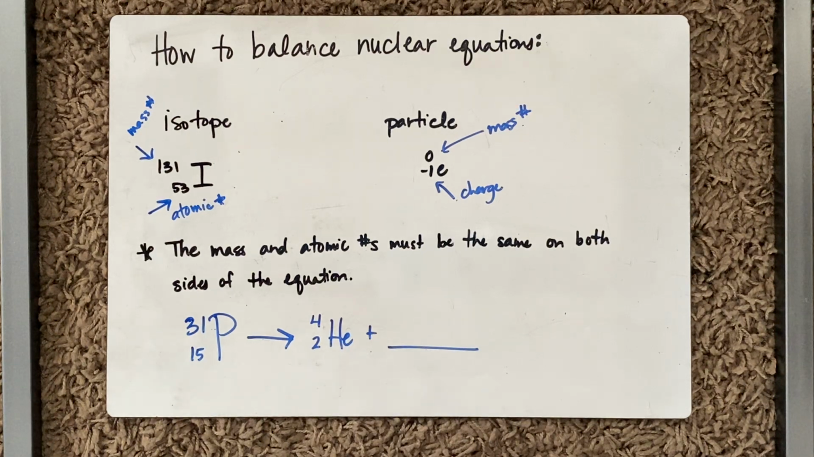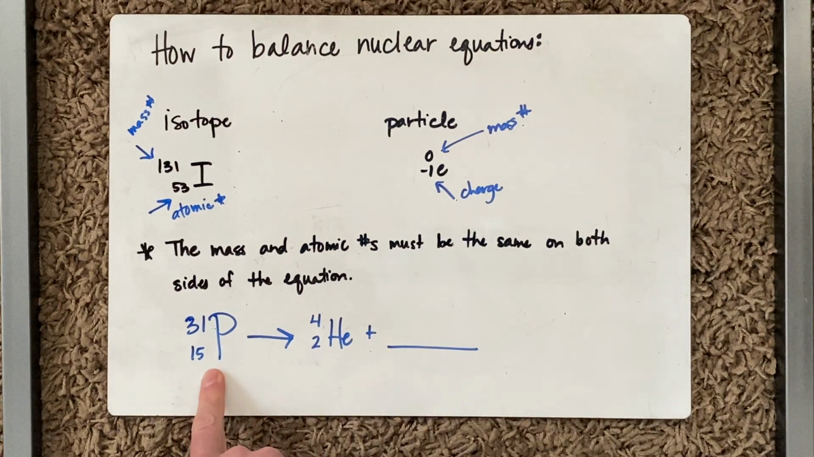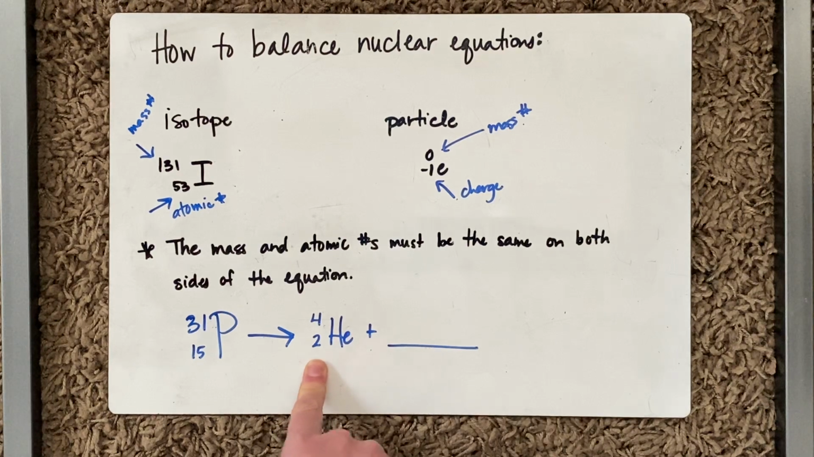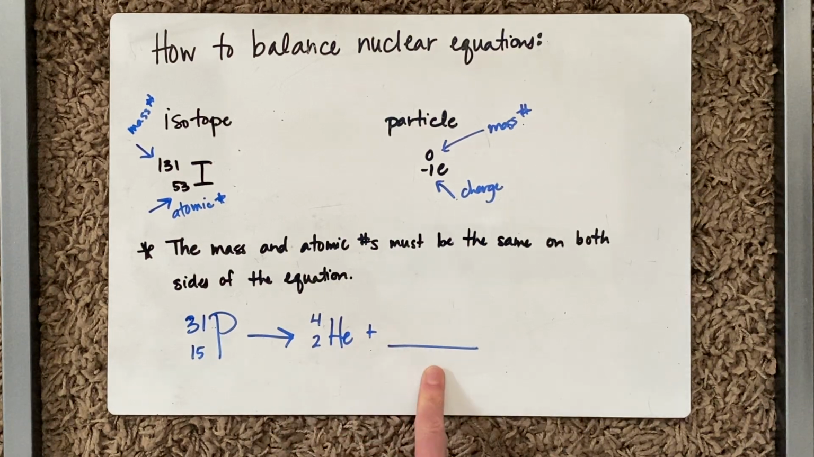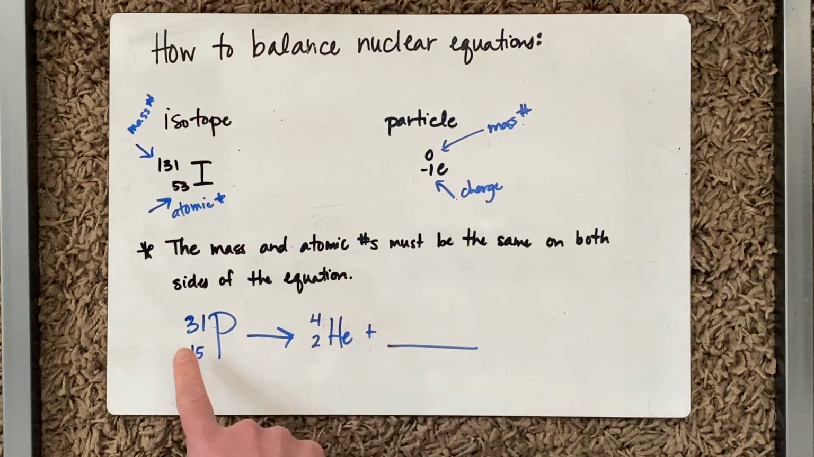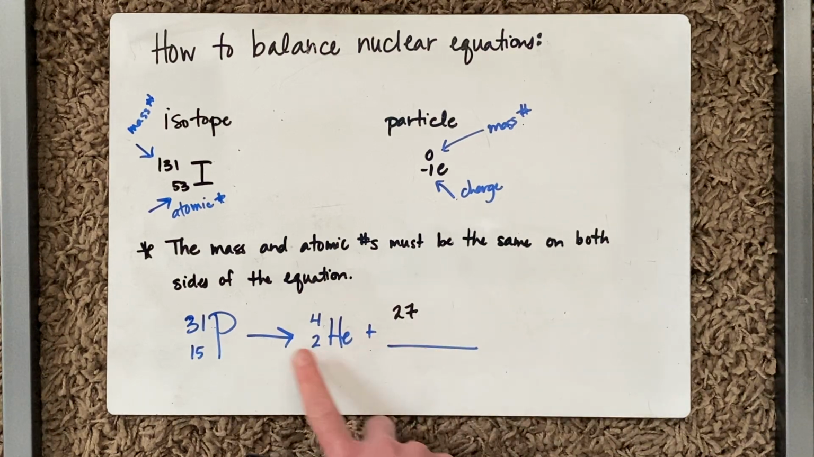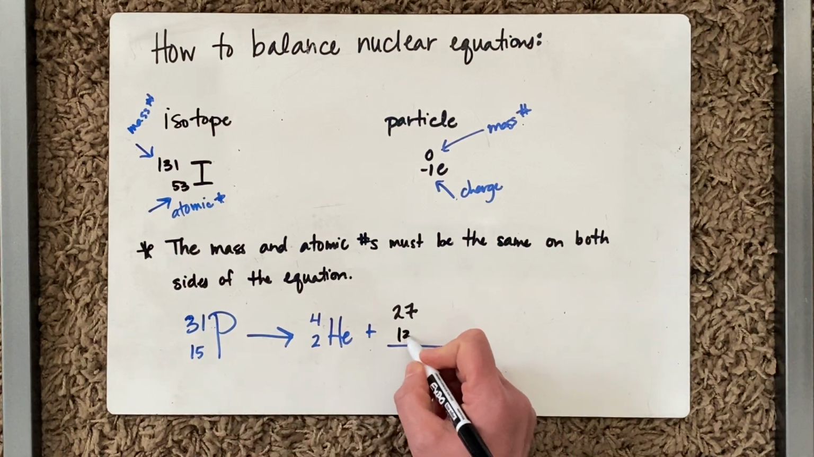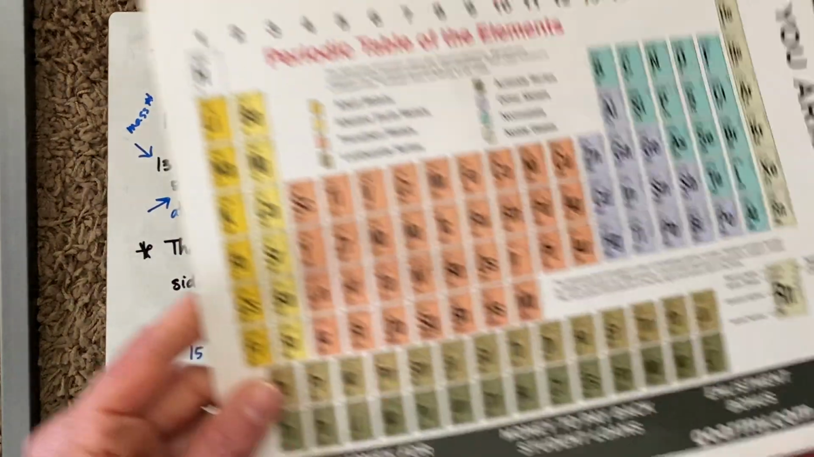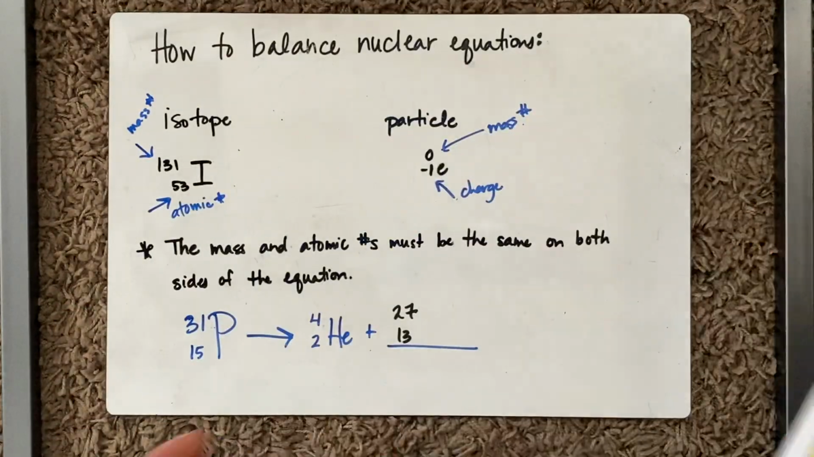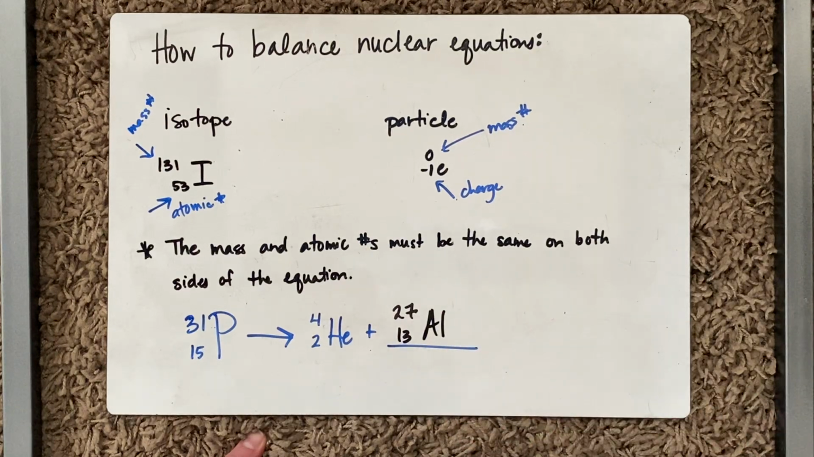So for this example right here, we've got phosphorus 31 has an atomic number of 15, and an alpha is going to be decayed, or you can call it emission, and we need to find out what the other particle is. So we're just going to add up our atomic numbers. 4 plus what makes 31? That would be 27. And then what plus 2 makes 15? That would be 13. So then when you look on your periodic table for atomic number 13, it's going to be aluminum. So now you just write down aluminum's symbol. Let's try another one.